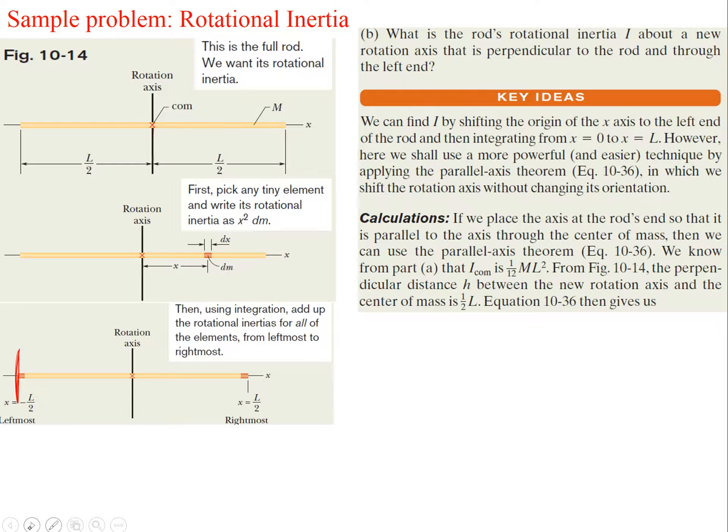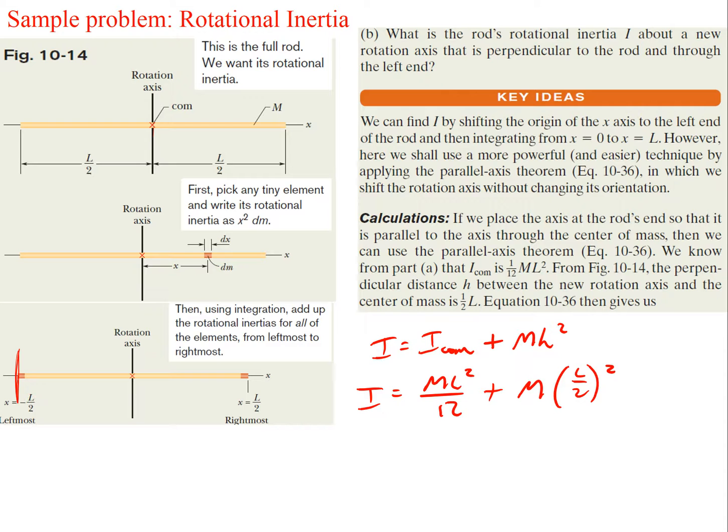All right, so that says I is equal to the moment of inertia of the center of mass plus total mass times h squared. Right, so this is simply going to be mL squared over 12 plus m, and then our distance away is L over 2 squared. Right, so this is going to be 1/4 mL squared plus 1/12 mL squared. Ends up being 1/3 mL squared.